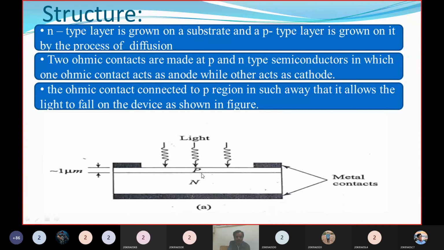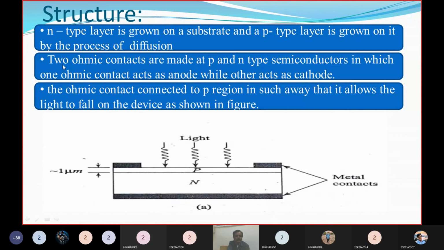Because of that diffusion, a junction will be formed between the N and P regions. That junction we will call the depletion layer. Here there will be a window, and through that window, light will enter into this diode.